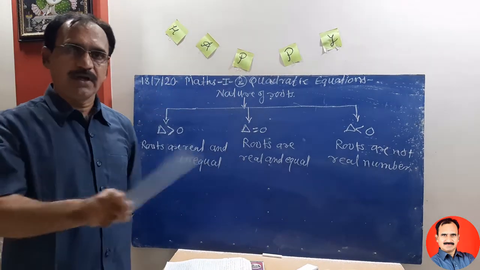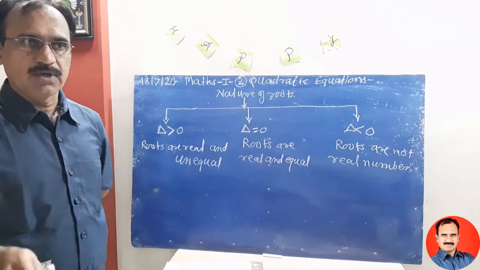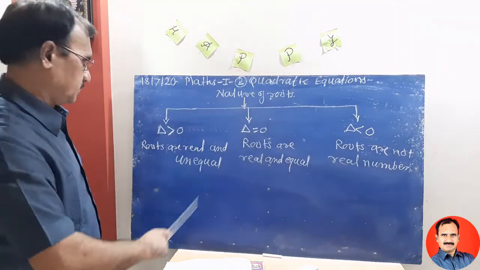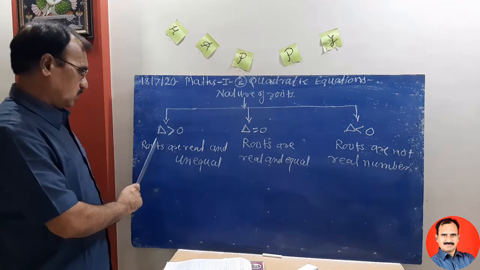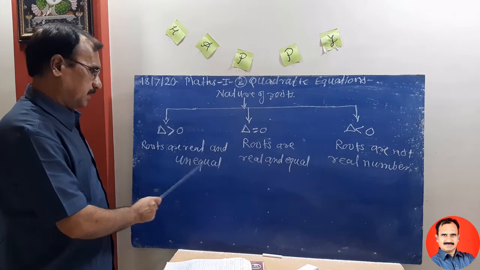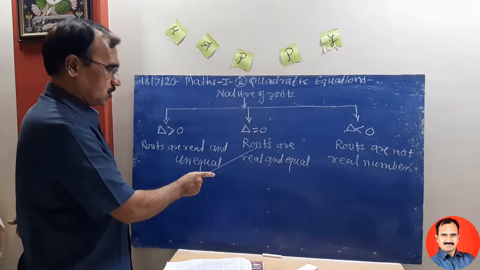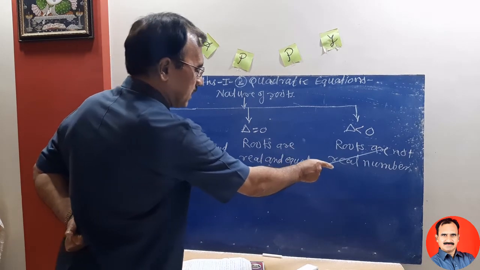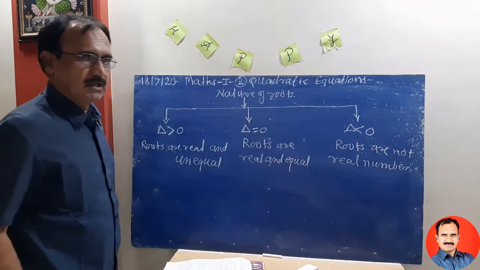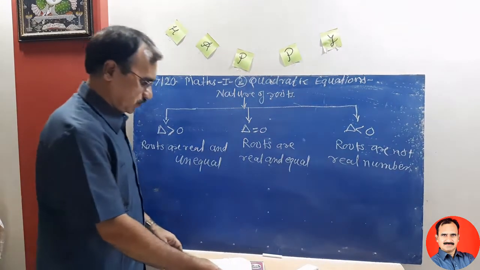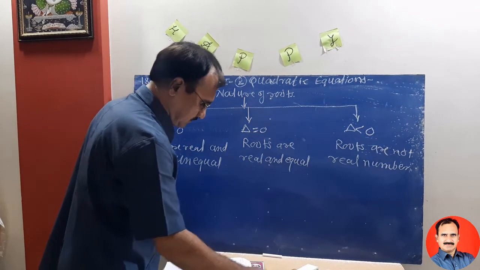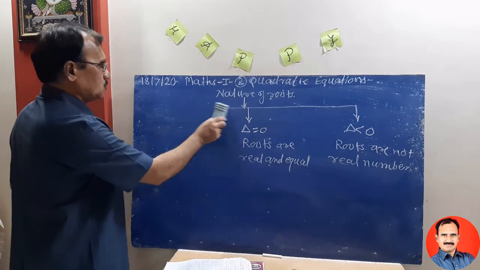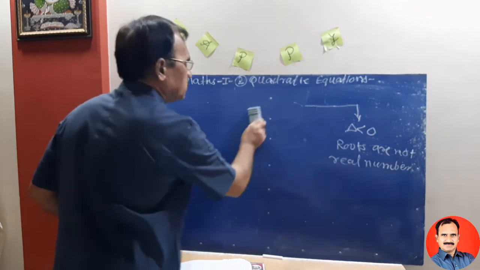That means if we find the value of b square minus 4ac from the given quadratic equation, we can write the nature without solving the equation. Delta greater than 0, roots are real and unequal. Delta equal to 0, roots are real and equal. Delta less than 0, roots are not real numbers. These are the natures of roots with the help of delta. Now we are going to solve some examples based on this.